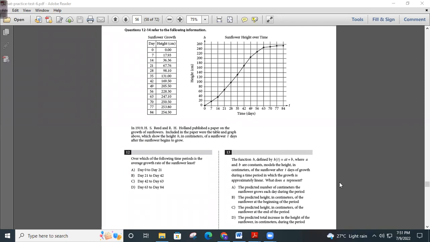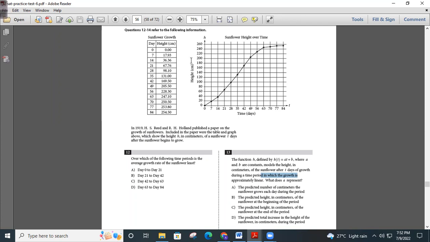Now, the function h is defined by h of t equals at plus b, where a and b are constants. What is the height in centimeters of the sunflower t days of growth during a time period in which the growth is approximately linear? What does a represent? So they're asking what does a stand for?